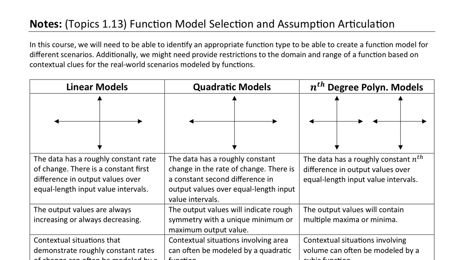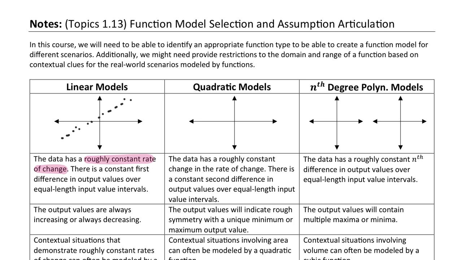The thing about data is it's not always perfect. So when we're looking at real world things, it's not going to be a perfect rate of change for a linear model, but it's going to have a roughly constant rate of change. If this was the data I have, do you see that that data is roughly linear? If I were to look at every single distinct point, it may not give me a perfect constant rate of change, but I will have a roughly constant rate of change in my data. There is a constant or roughly constant first difference in output values over equal length input value intervals.